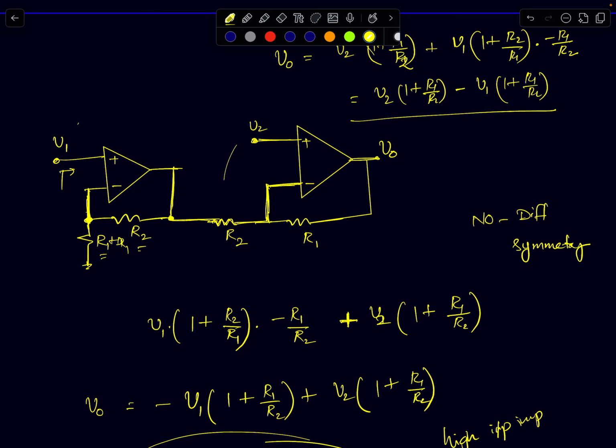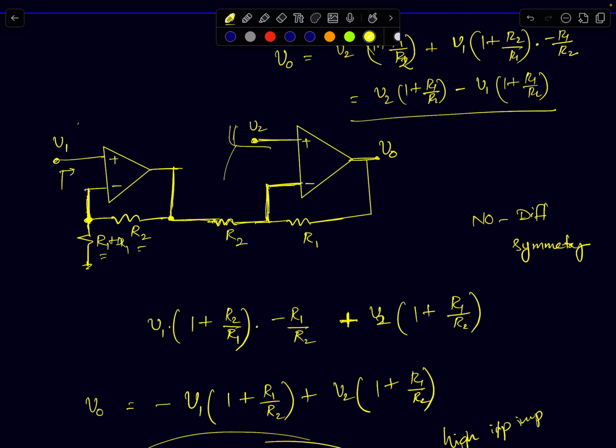If everything has to be inside the chip, we have a problem of programmability. Programmability in the gain becomes problematic. Second, the circuit doesn't have differential symmetry, meaning the paths for the two differential inputs are not the same.